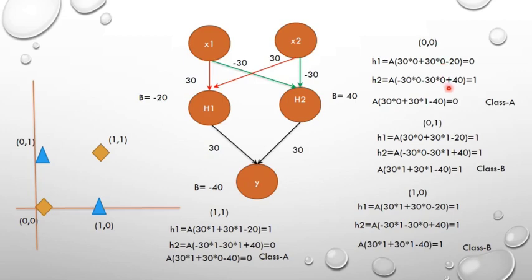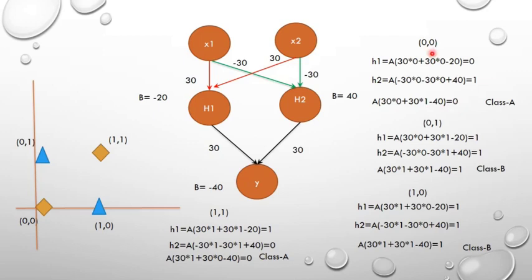In the same way, let's calculate h2. The weights for h2 are minus 30, input is 0, so minus 30 into 0, minus 30 into 0 plus bias, which is given as 40. So plus 40, the answer will be plus 40, which is greater than 0. So after application of the activation function, the final output will be 1. Now we have the values for h1 and h2. Let us substitute these values of h1 and h2 for the output neuron. So 30 into 0 plus 30 into 1 minus the bias of the output neuron, minus 40. The answer is negative, so after application of the activation function, the final output will be 0.